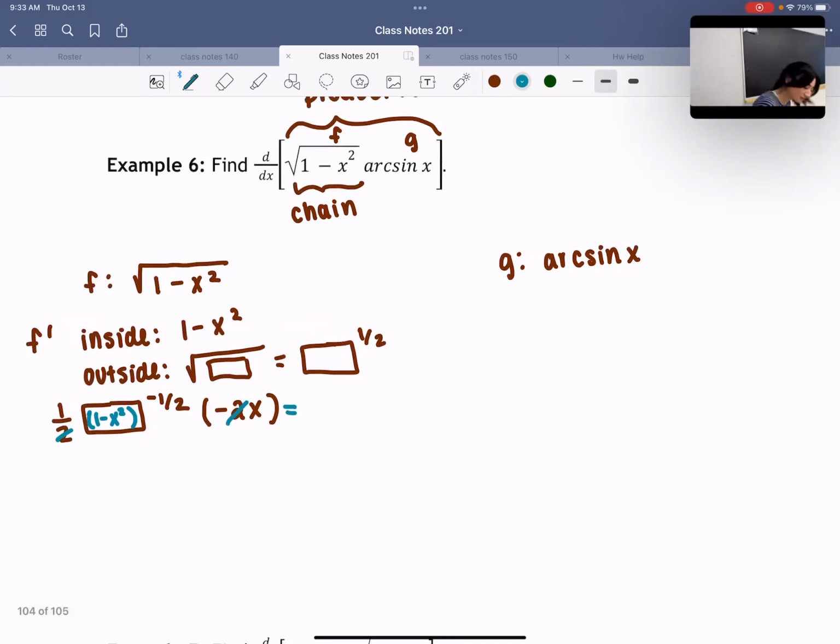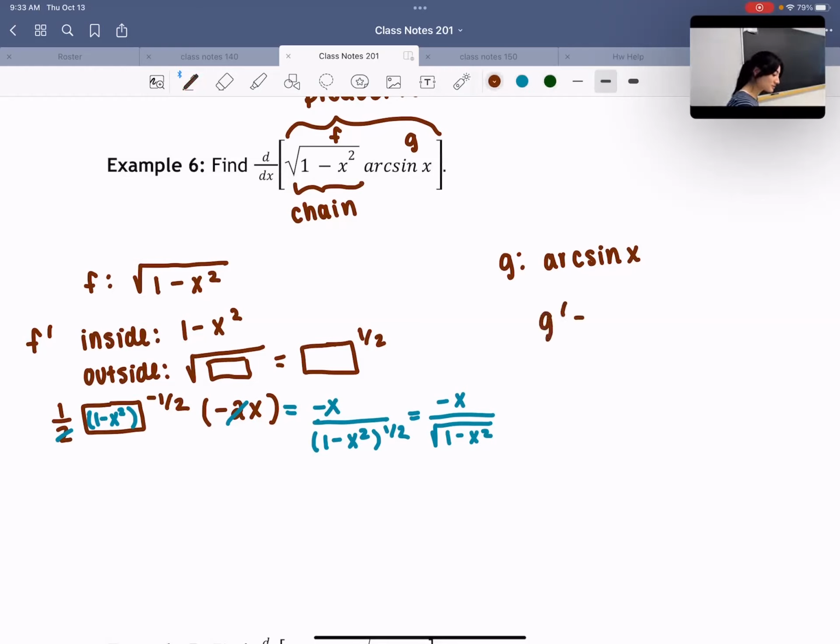So I'm going to be left with negative x times a group to a negative power, which I can write in the denominator, right? So negative x over 1 minus x squared to the 1/2, okay? And another way of saying 1/2 is a square root, right? So this is negative x over the square root of 1 minus x squared. Okay, so I found the derivative of f itself. I can also find the derivative of g.